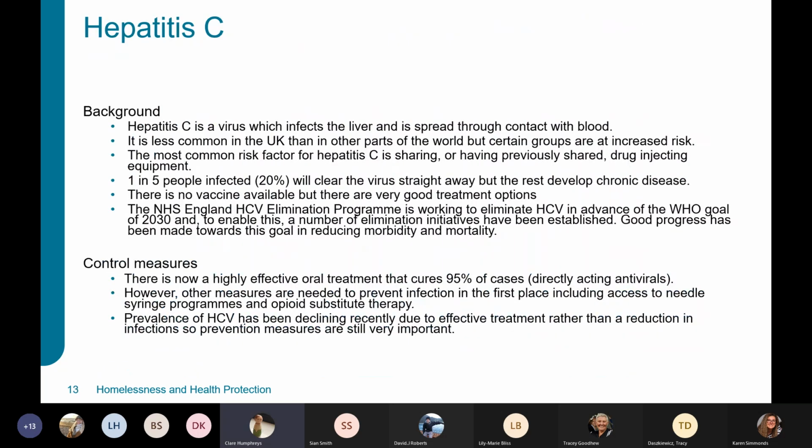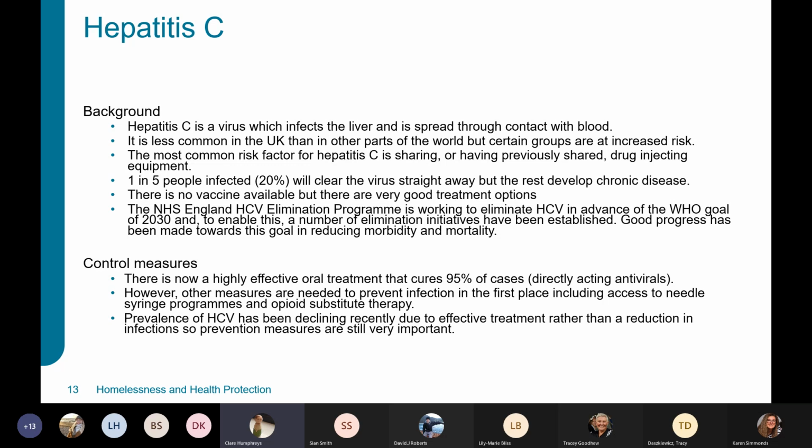Hepatitis C, another hepatitis which you may well have come across. Again, it affects the liver and especially contact with blood. It's less infectious than Hep B and is less common in the UK than some other parts of the world, but certain groups are at increased risk. And as I'm sure you're all aware, in the UK, the most common risk factor for hepatitis C is sharing or having previously shared injecting drug equipment.